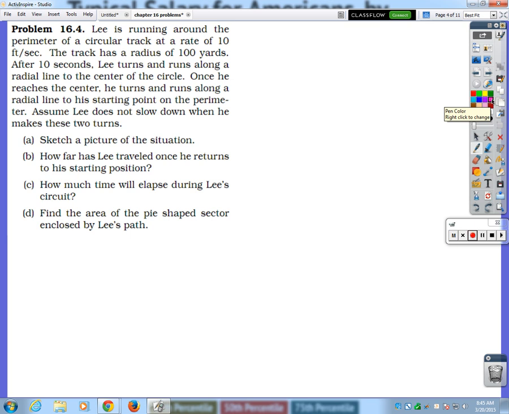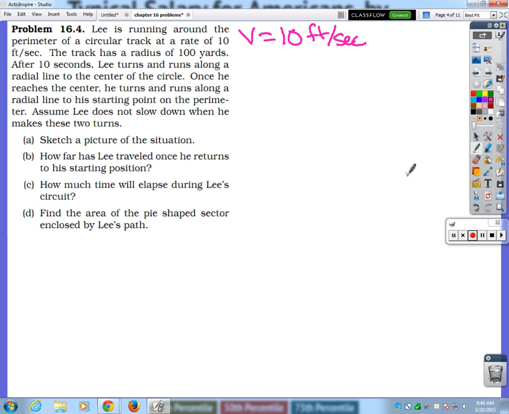Did we also do number 4? Okay. 4 and 5, and was that it? Okay. Lee is running around the perimeter of a circular track at a rate of 10 feet per second. So what is that? Linear velocity. So we know that its linear velocity is 10 feet per second. Units are important. The track has a radius of 100 yards.